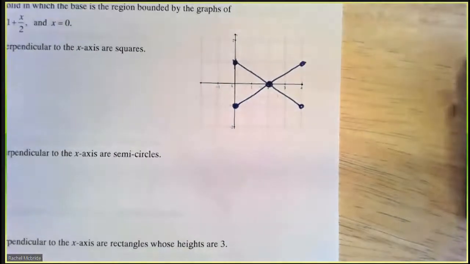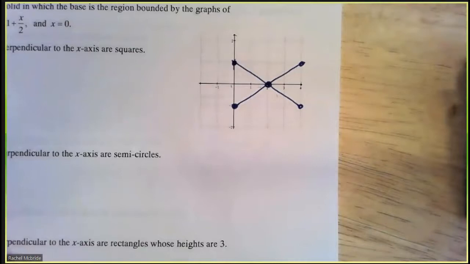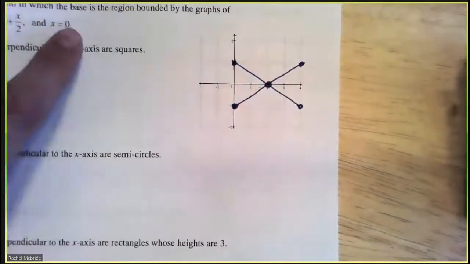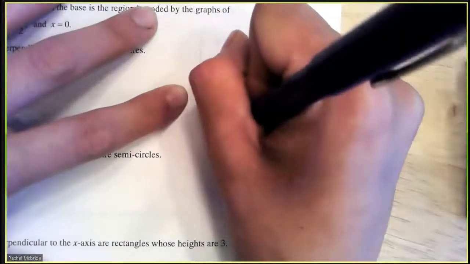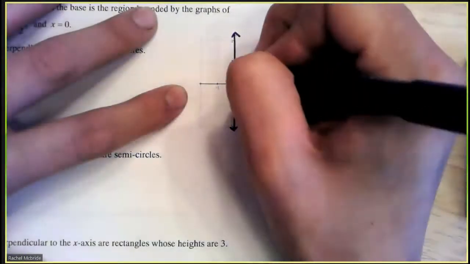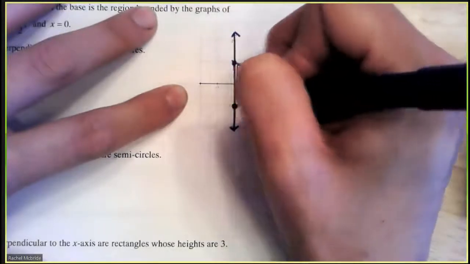And again, we are told that we want to find the volume of a solid in which the base region is bounded by f of x, g of x, and x equals 0. So the line x equals 0 is vertical. So we are trying to find the volume here.